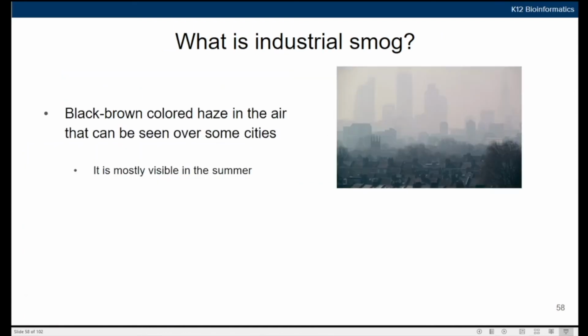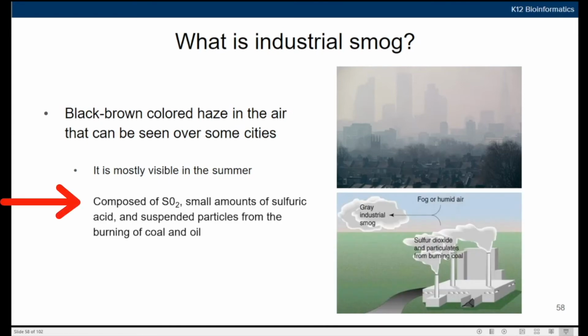Our next secondary pollutant is industrial smog, which presents as a black-brown colored haze in the air that can be seen over some cities. It's composed of sulfur dioxide, small amounts of sulfuric acid, and suspended particles from the burning of coal and oil. Nowadays, it's mostly a problem in developing countries.